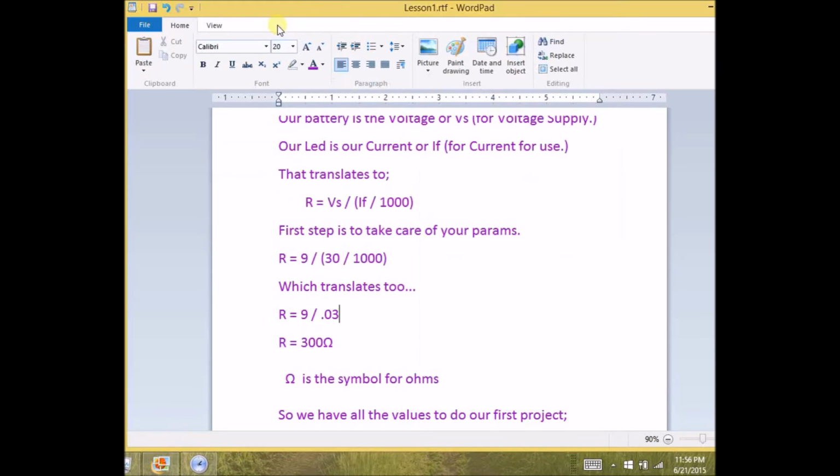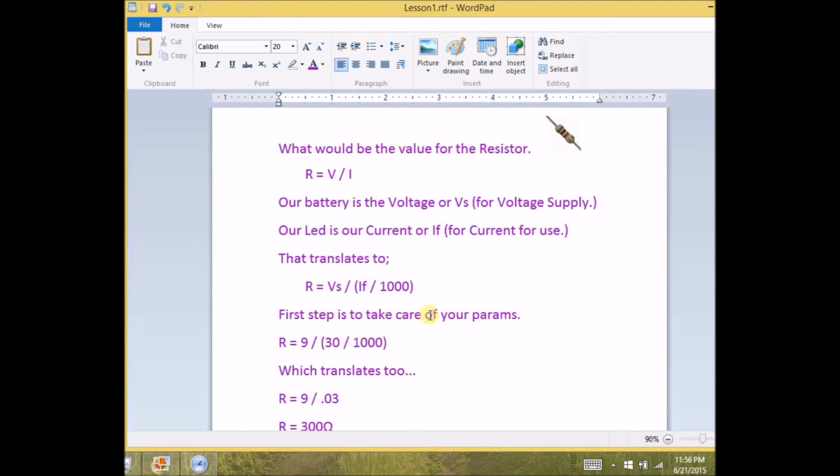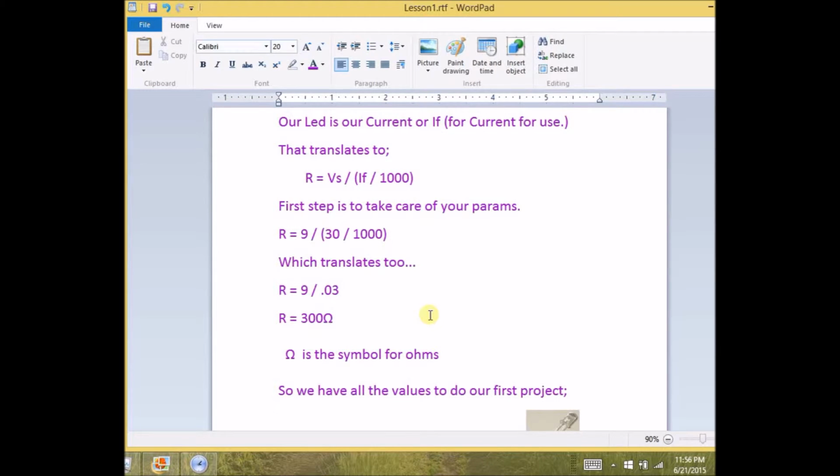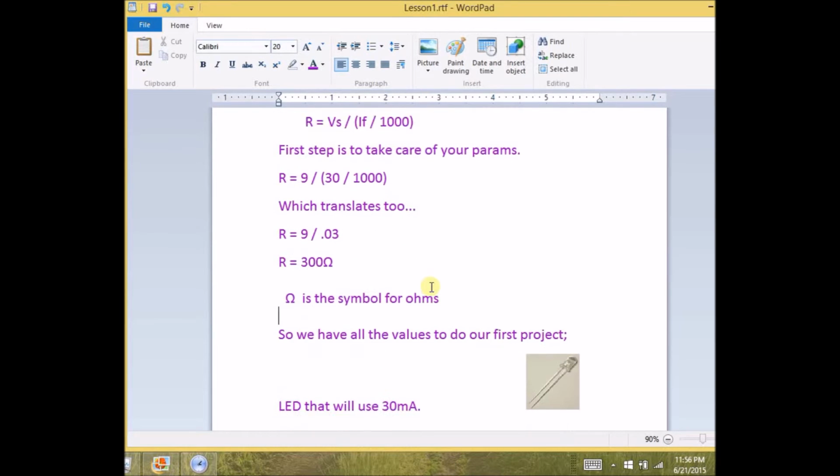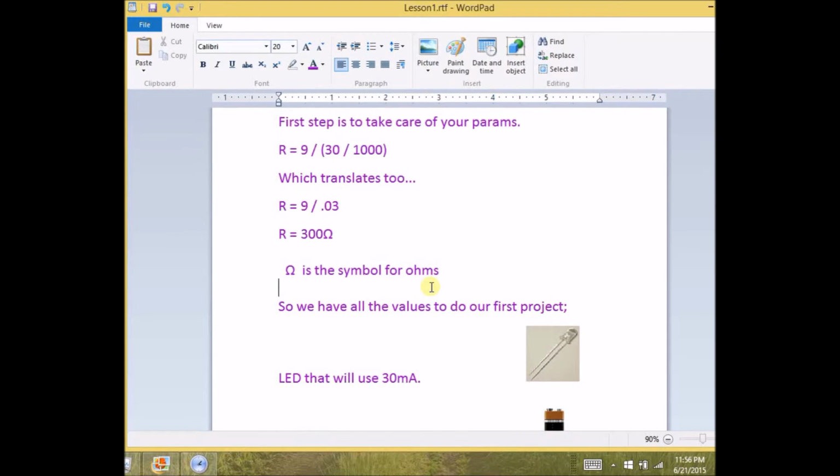Okay, going back to our little script here. So first you're going to take care of your parameters, and we figured out that 30 divided by 1000 translates to 9 divided by 0.03. This is just basic calculations. This is stuff that we learned in school that we thought we would never use. I remember saying, I'll never use that, and wound up using that.